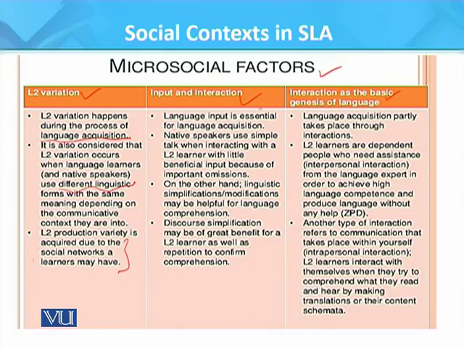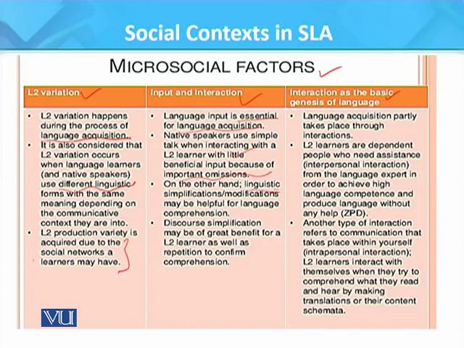Then we have input and interaction. Language input is essential for language acquisition. Native speakers use simple talk when interacting with second language learners, with little beneficial input because of important omission. So basically, the importance of omission in terms of what needs to be omitted has been taken care of under the input and interaction factor.